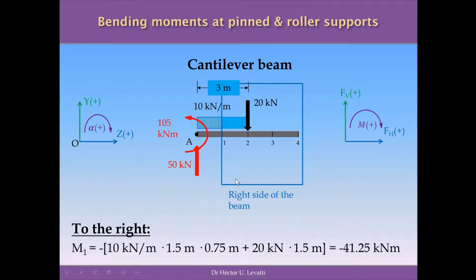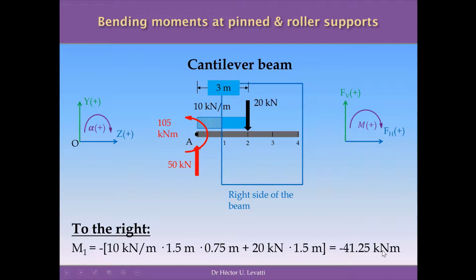We can do the same calculation considering the right side of the structure. So now on the right side of the structure we have half of the UDL, and we have 20 kilonewtons applied in the middle of the structure, and we have the distances. We are going to write the equation for the right side of the structure. We start with minus, open bracket, and we have 10 kilonewtons per meter times 1.5 meters, the equivalent load of this UDL, multiplied by 0.75, which is the distance from the middle to cross-section 1, is positive because it's clockwise, so positive in our convention, and plus 20 kilonewtons times 1.5 meters, which is the distance from the 20 kilonewtons to cross-section 1, where we are doing the calculations.